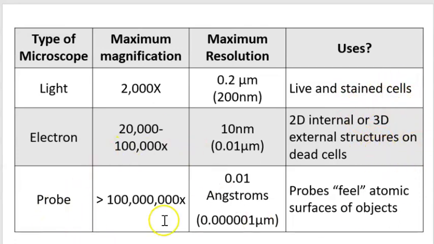With your probe microscopy, we're talking about millions of times of magnification down there. And if you look at this, we can go all the way down to a fraction of a micrometer there because you're actually feeling the surface of those objects.